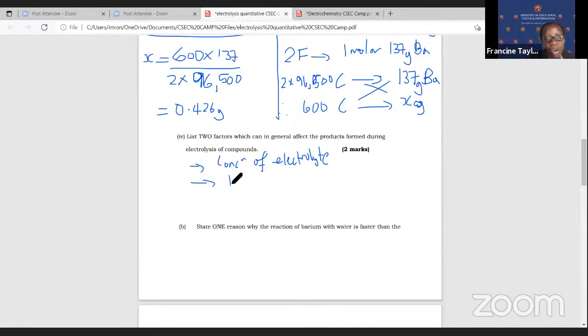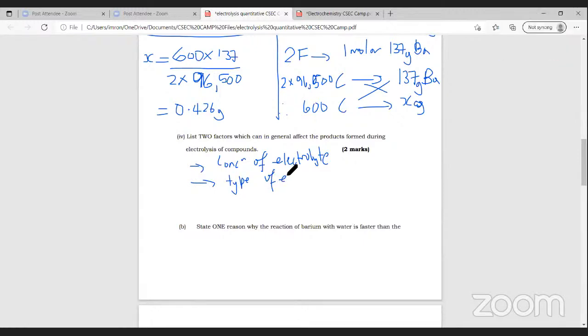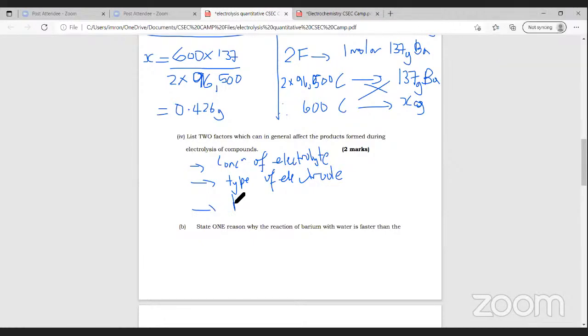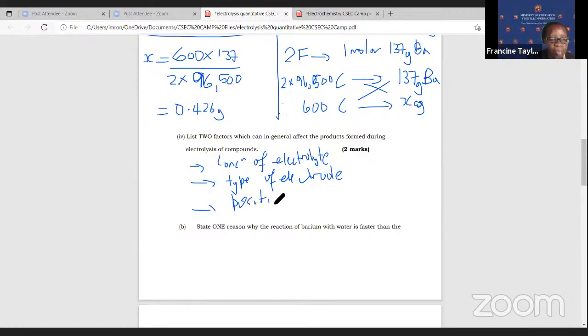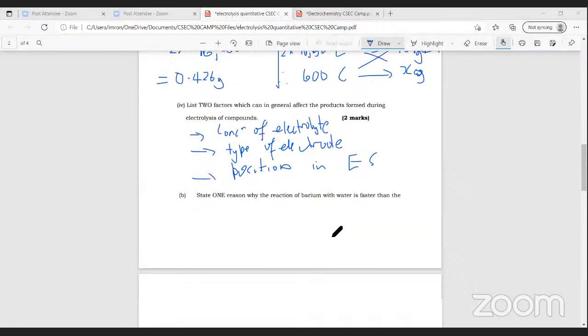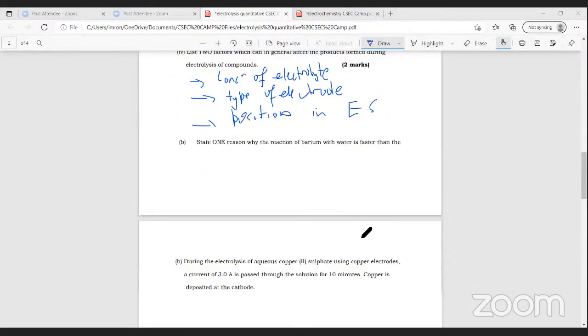Somebody says also the type of electrode? Yes, type of electrode. Position on the electrochemical series. All right, that's what we're looking for. Position in the electrochemical series. All right, good. That's better.